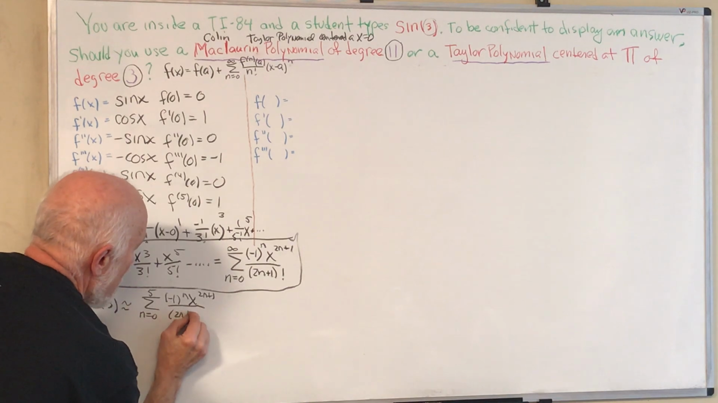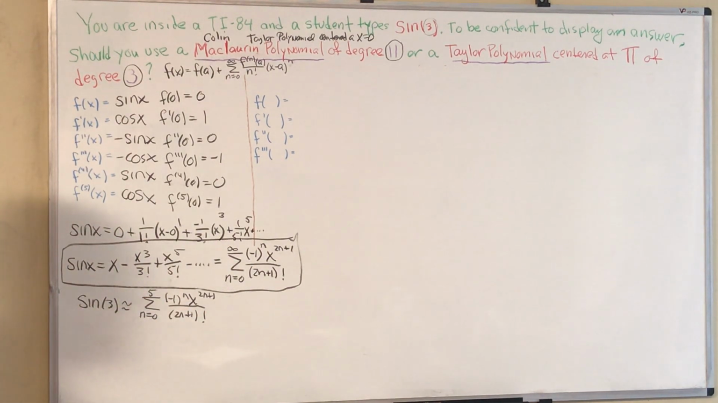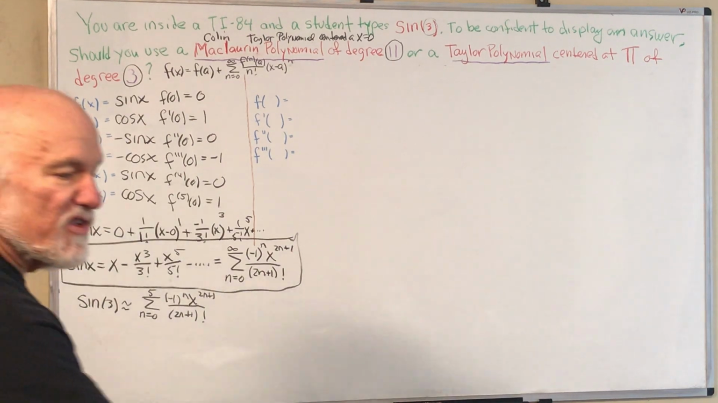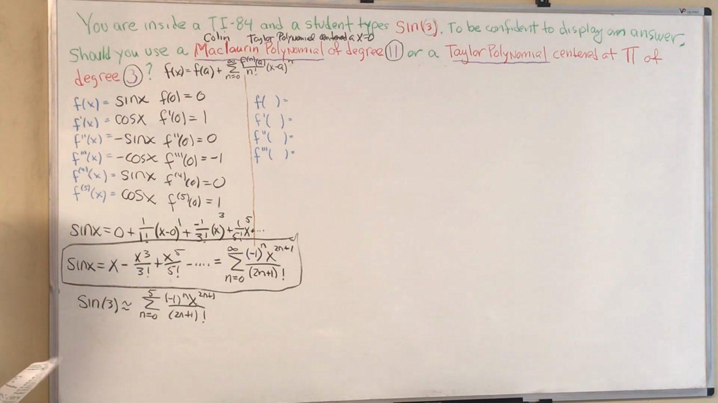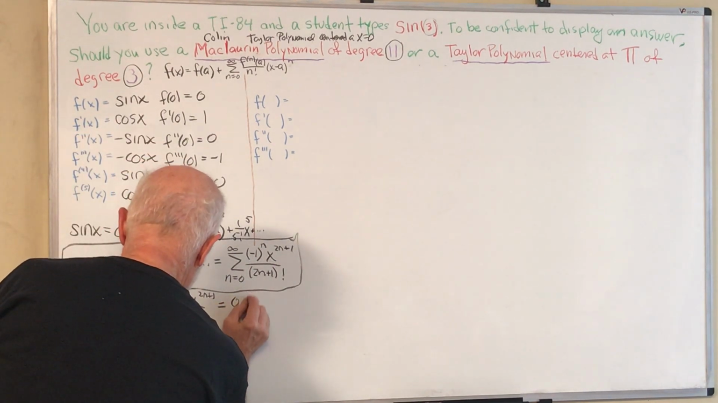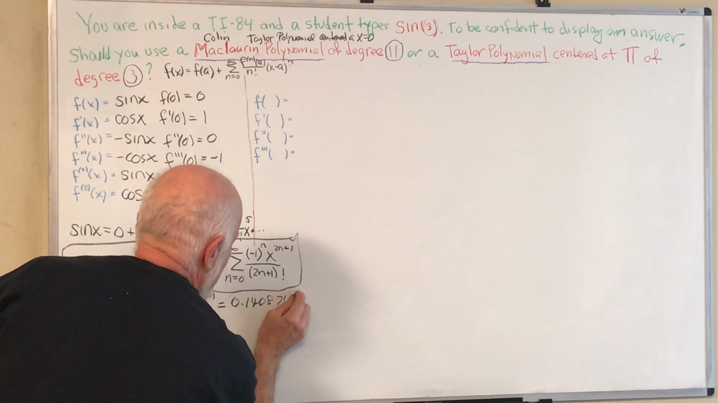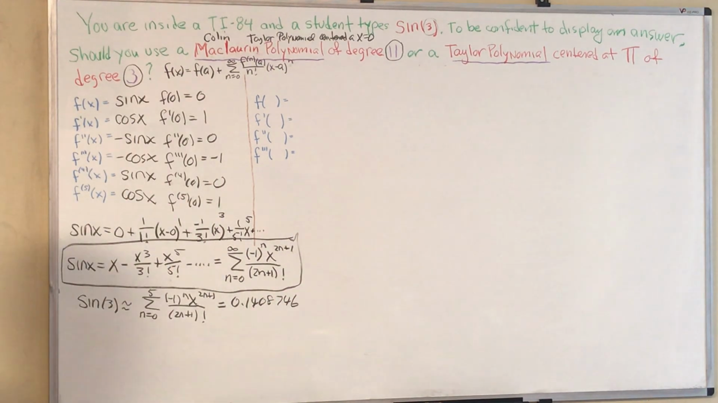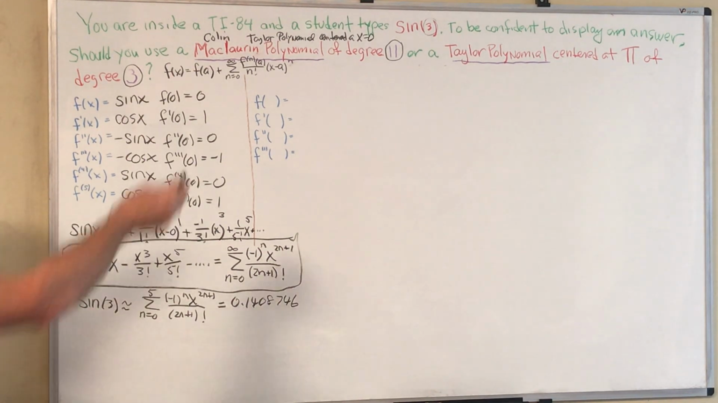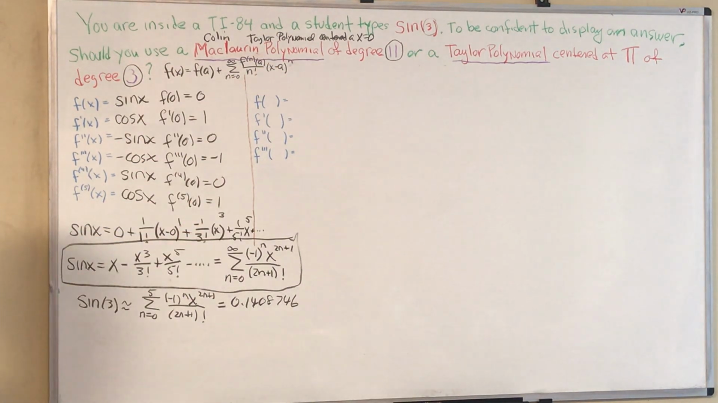Now you could do this out by hand, but there is on your calculator a way of doing these summations. So I did it ahead of time, and it comes out to be 0.1408746. That's your approximation for the sine of 3. The question is, do I feel confident to put this out on my student's calculator?